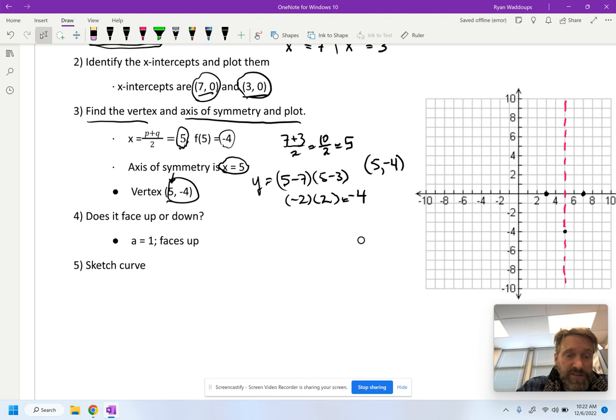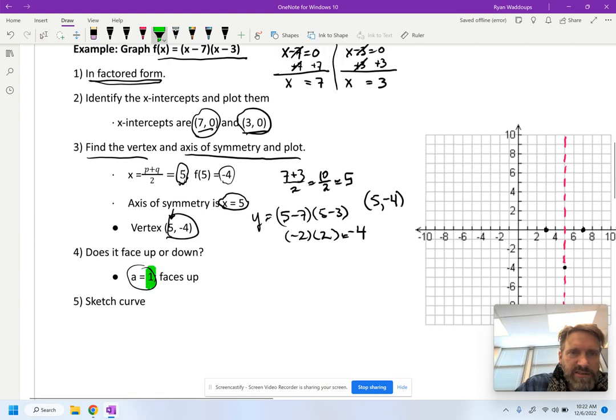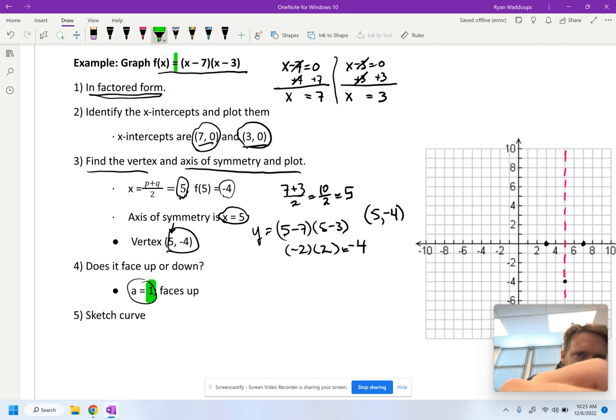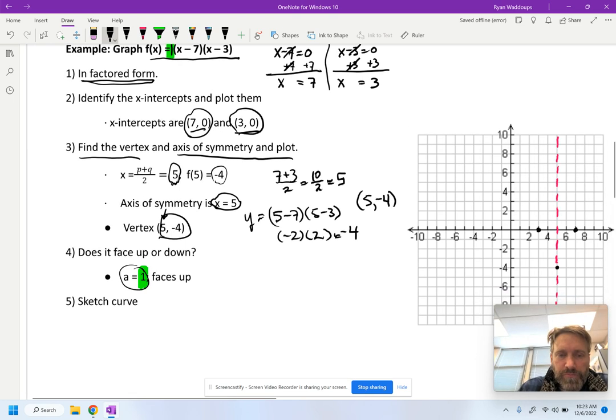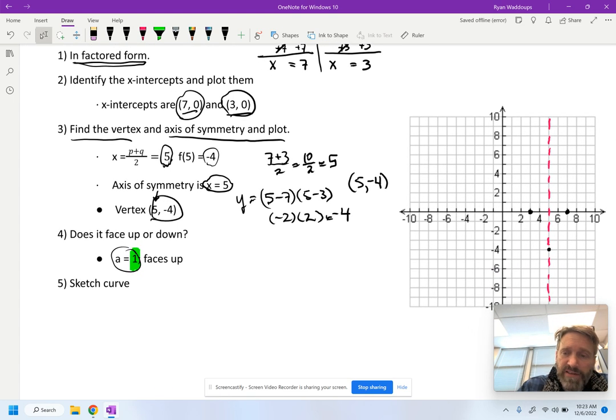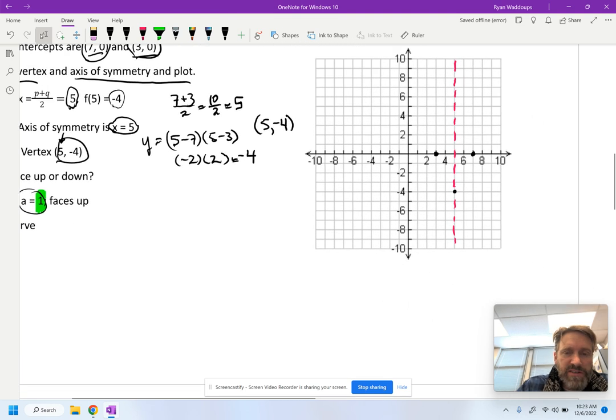And then we ask ourselves, does it face up or down? A equals 1. How do we know A equals 1? Well, A equals 1 because it's the number that comes before the sets of parentheses. Since I don't have a number, that's the same as having a 1 there, a 1 in front of the x minus 7 and x minus 3. And since it's positive, it faces up. And then we sketch the curve.